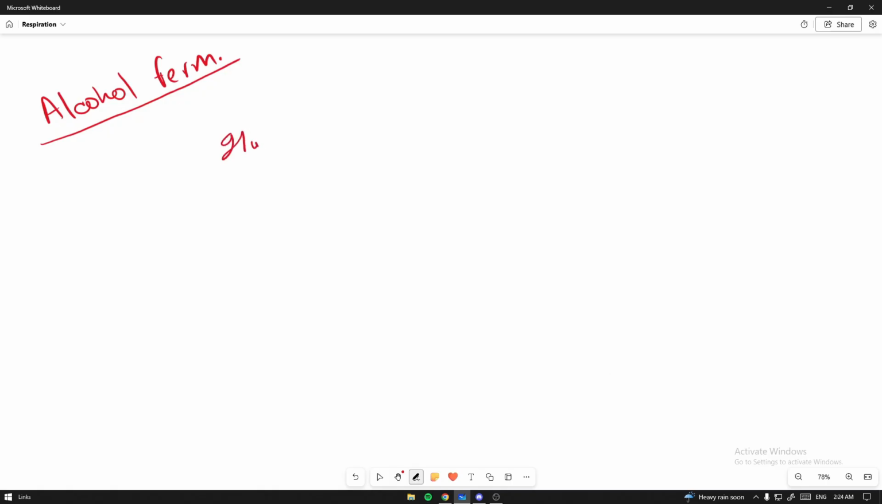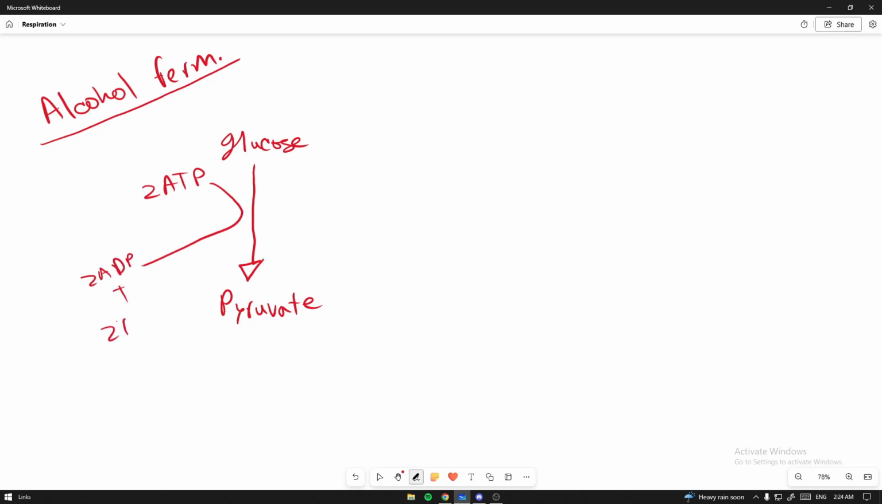So it's gonna be glucose. Glucose gets turned into pyruvate, 2 ATP, to ADP plus 2 ATP. Now NAD plus to NADH.